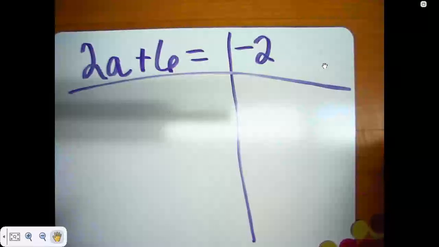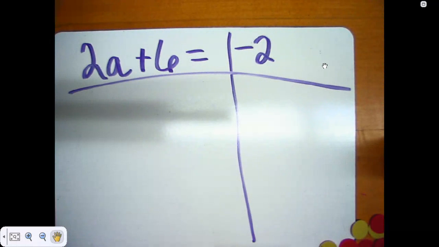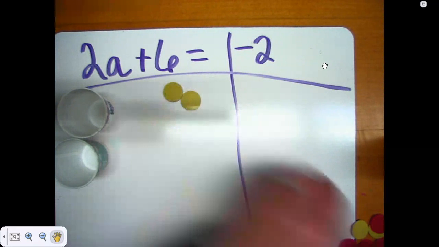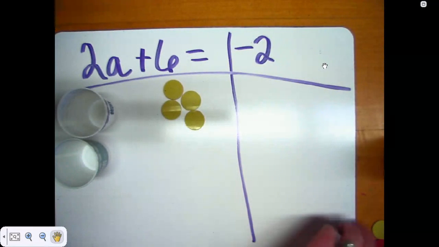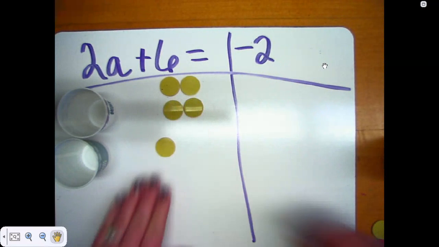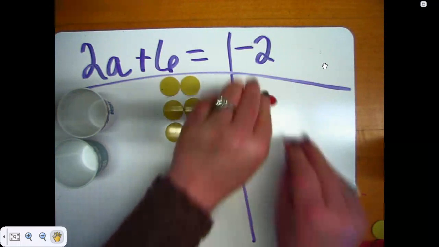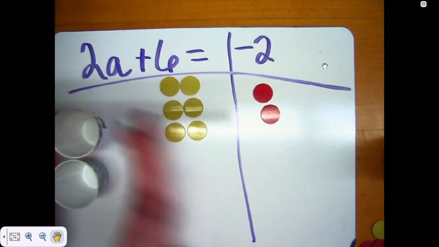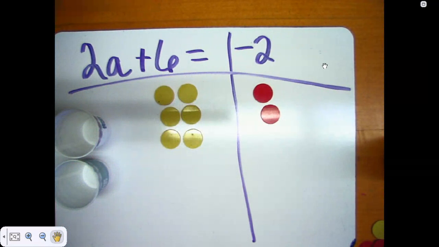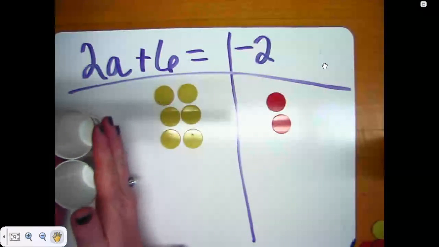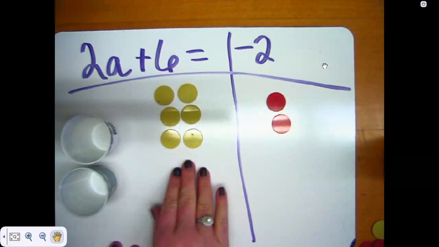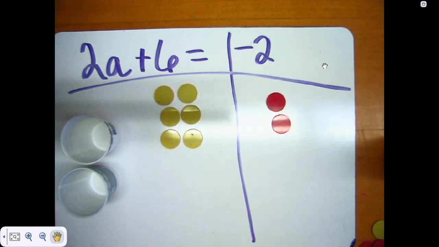Okay, so my variable is 2A, so I need 2 cups. We have positive 6. And we have negative 2. Okay, so first check our model. I have 2A, that's correct. I have 2, 4, 6 positives, that's correct. And I have 2 negatives, that's correct. So the first thing I need to do is get my variables by themselves. So I need to add the additive inverse, or add the opposite is what that means.